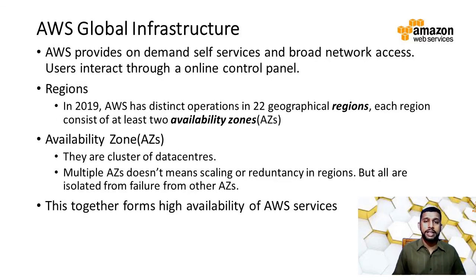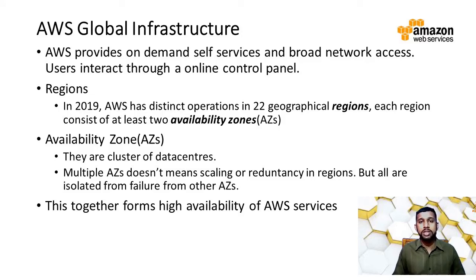Amazon has data centers all over the globe. They have divided these data centers into different regions. Some regions may be in North America, some in Africa, some in Asia Pacific, some in Antarctica. Currently, in 2019, they have divided the data centers into 22 different regions. Each region contains at least two availability zones.